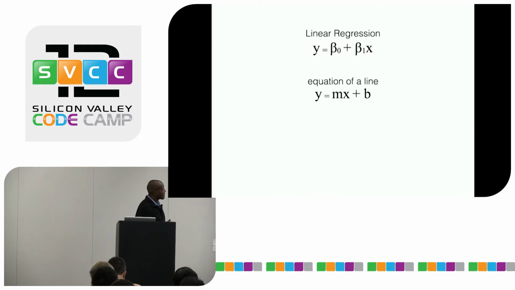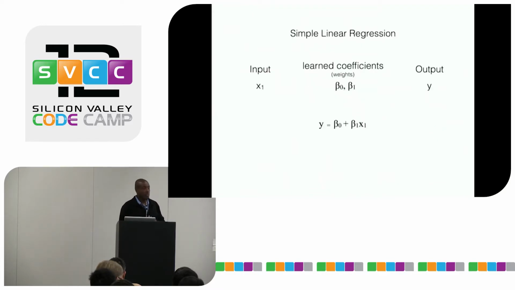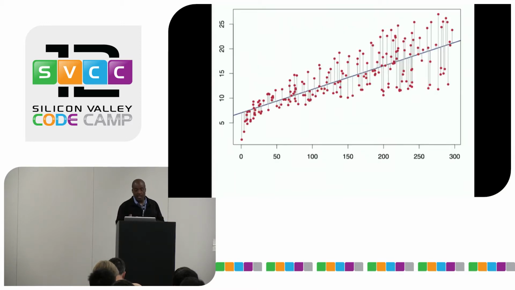And again, if there's anything I'm saying that you're not understanding, ask. I'm throwing out coefficient and those types of things. Hopefully, as we go, you'll get some of that. So when we do simple linear regression, we're talking about usually just one feature. So you have an input x, you have the two learned coefficients, and you have the output. I'll illustrate that in just a second.